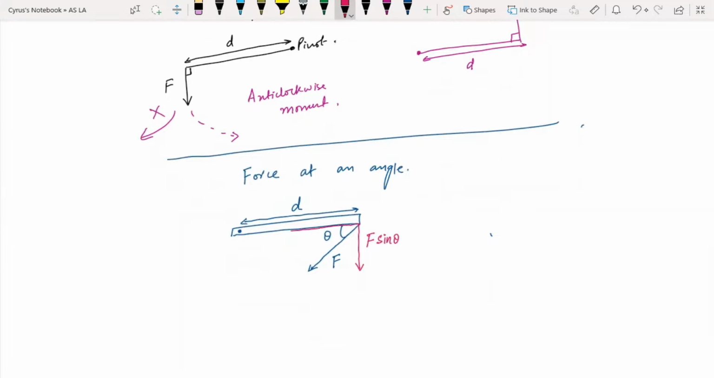What about this component? According to the definition, moment is the product of what? The perpendicular force, ठीक है, the line of action of force and the perpendicular distance from the pivot. तो इसका मोमेंट क्या बनना चाहिए? What is the moment? F sine of theta into the distance d. So this becomes F d sine of theta.